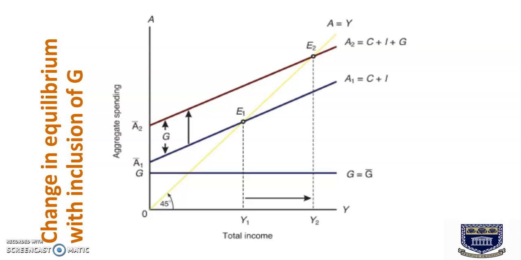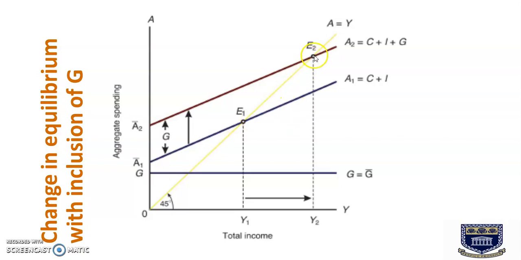Government spending thus raises aggregate spending. Note aggregate spending over here, A1, and aggregate spending A2, where we have included G. Graphically, we can see that the vertical distance between the initial aggregate spending function, A1, and the subsequent aggregate spending function, A2, is given by G. Right? That is the vertical distance between the two, which is equivalent to the distance from the origin to this G over here. Note, it is a parallel shift upwards of the aggregate spending function.